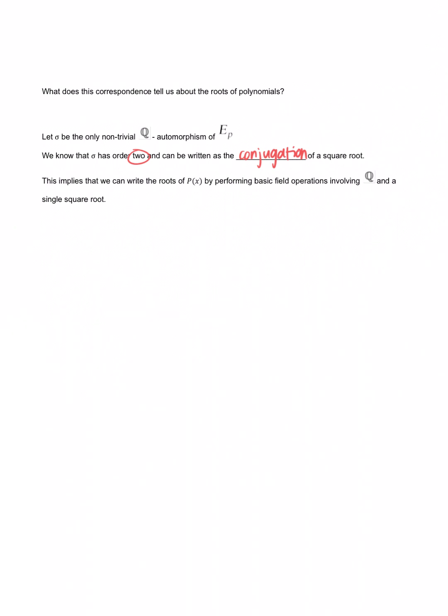So what does this correspondence tell us about the roots of these polynomials? Well, if sigma is the only non-trivial Q automorphism of E_p, we know that sigma has to have order 2 and can be written as the conjugation of a square root. So this implies that we can write the roots of p of x by performing basic field operations involving Q and a single square root. In this particular case, it would be root 2.